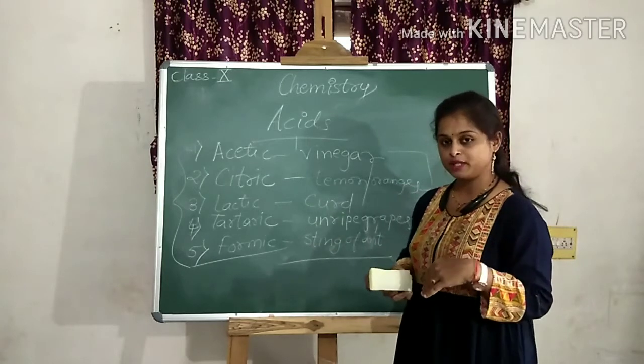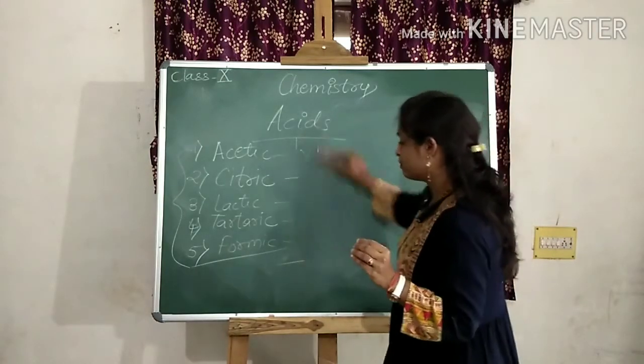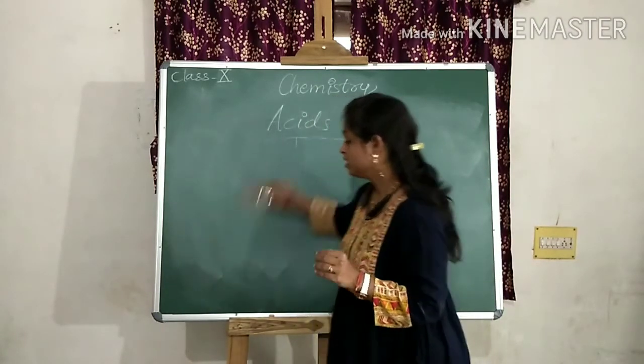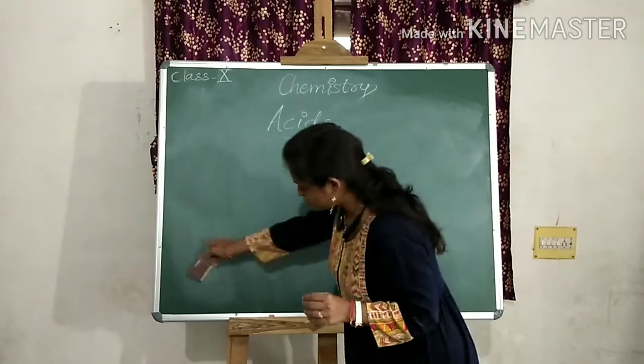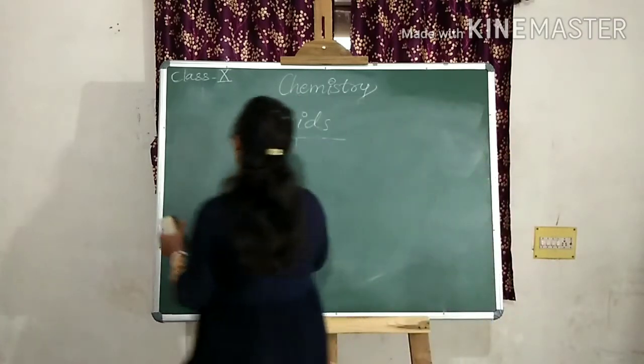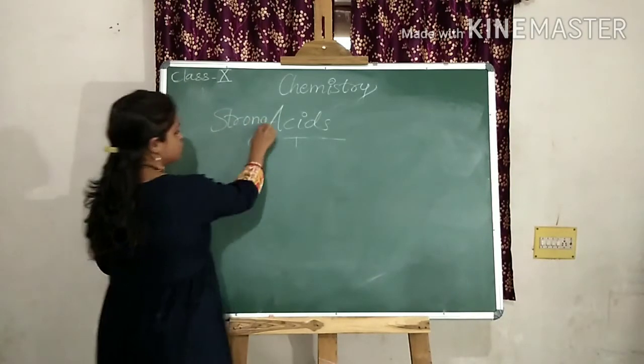Now come towards the mineral acids, which are the acids which we prepare by the use of the minerals of the earth. मतलब जमीन से मिलने वाले जो मिनरल्स होते हैं उनसे प्रिपेयर किए हुए जो एसिड्स होते हैं वो कौन से होते हैं? दे आर स्ट्रॉन्ग एसिड्स.